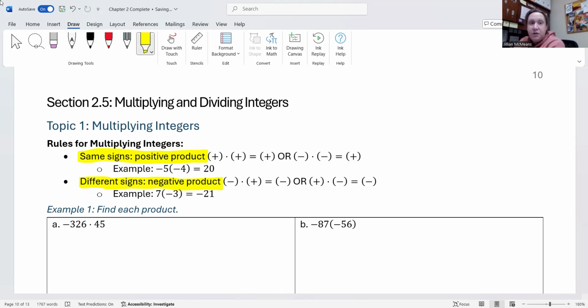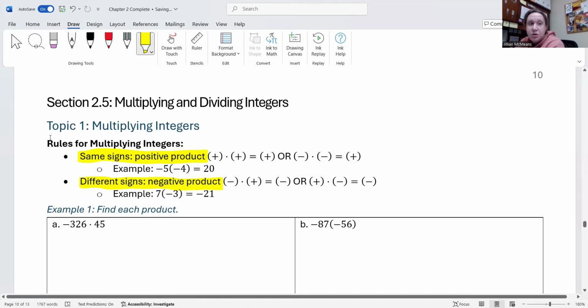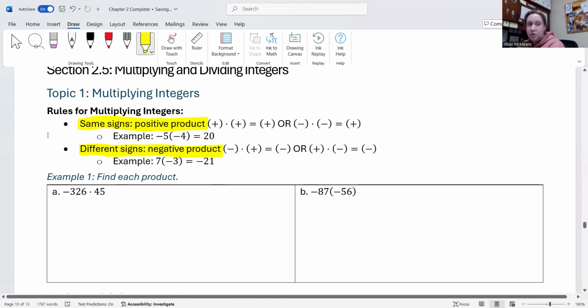So I've given you an example of each. When you're dealing with the same signs, we have -5 times -4, that becomes +20. And then different signs, we have 7 times -3, that's -21. So let's go ahead and look at example one. The directions say find each product.